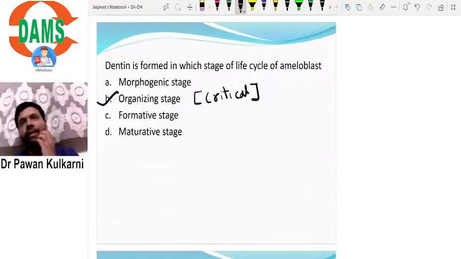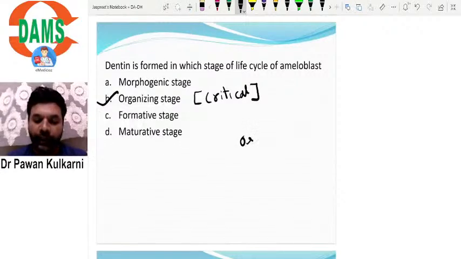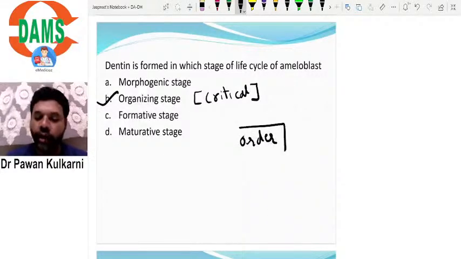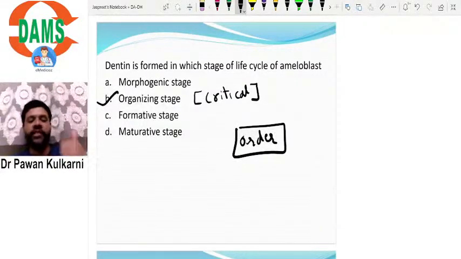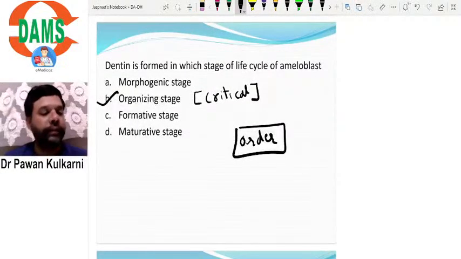Okay, so we should remember the order also, very important. Life cycle of ameloblast order is very important. Always first comes morphogenic, next comes organizing, next comes formative, next comes maturative, next comes protective, last is desmolytic. Order is also very important.